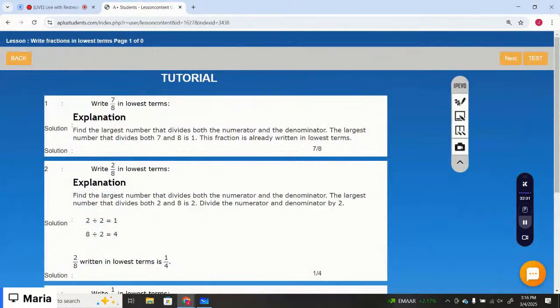The first example is 7 over 8. 7 is a prime number, so that means they do not have a common number other than 1, right? So 1 is the greatest common number for 7 over 8.